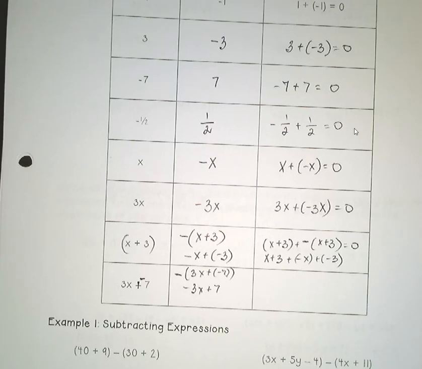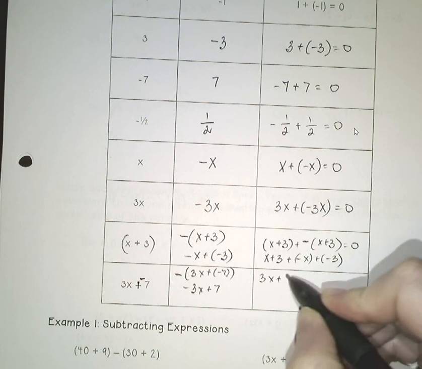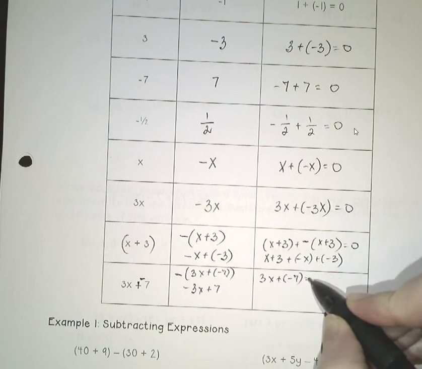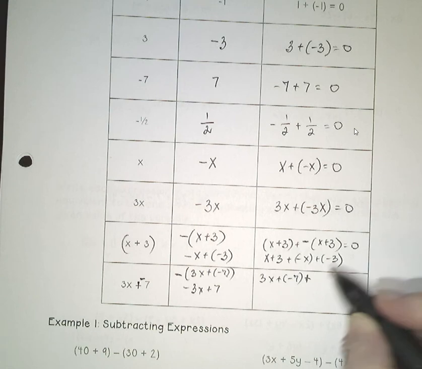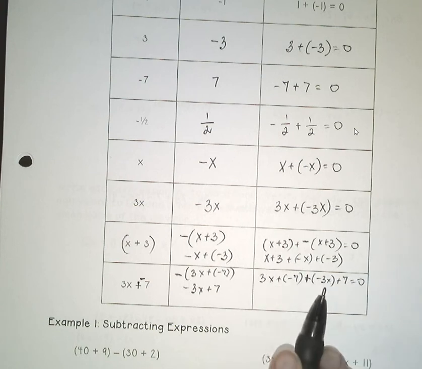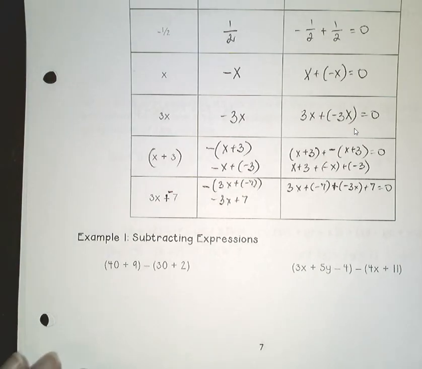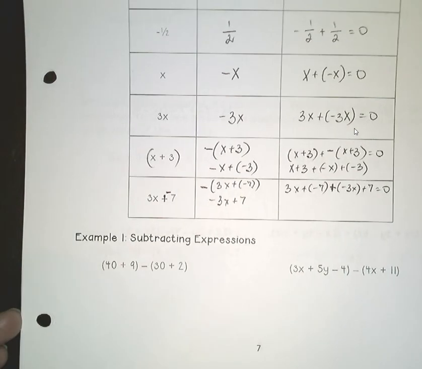That is where module 2, lesson 8 comes really important. Okay, so 3x plus -7 plus the opposite of it, -3x plus 7 equals 0 because 3x plus -3x equals 0 and -7 plus 7 equals 0. Okay, so let's look at subtracting these expressions. Very important lesson.